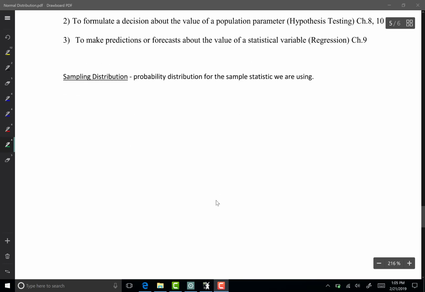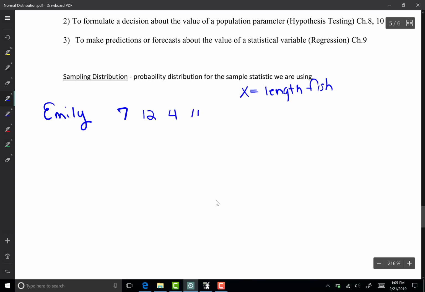So let's give a quick, brief example here. Let's say some of the students in our class went fishing. Let's say that Emily went fishing down at Grand Lake St. Mary's and she caught 5 fish. Let's say X is the length of the fish. Emily catches 5 fish of length 7 inches, 12 inches, 4 inches, 11 inches, and 10 inches.